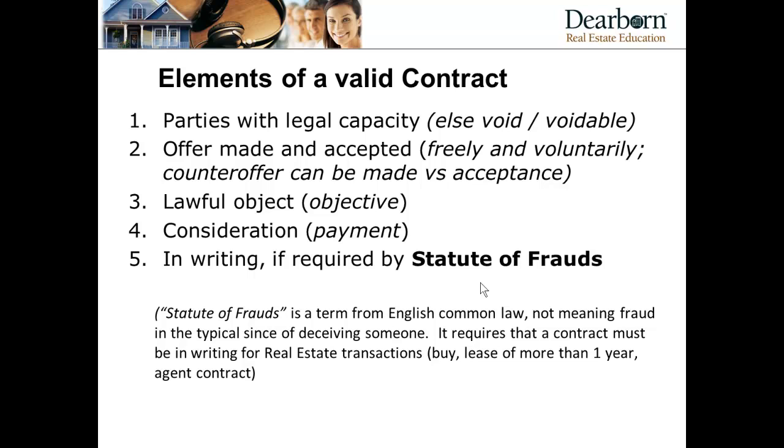And for a real estate transaction where real estate is sold or bought or leased for more than 1 year, it has to be in writing. A contract with an agent to represent you as the seller or the buyer also has to be in writing. Now, there's additionally some other terms or provisions that are typically found in a real estate contract, and in your book these are covered on page 102.